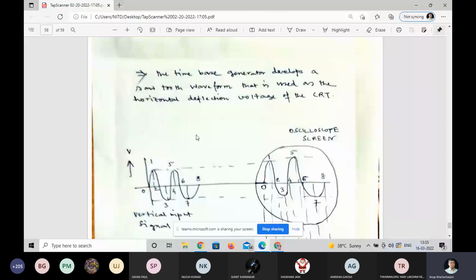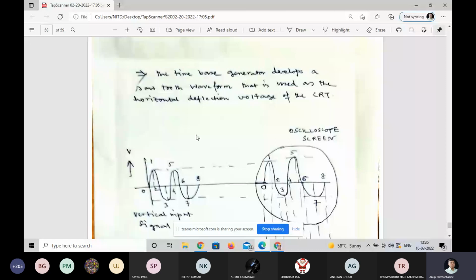These voltages cause the electron beam to be swept across the CRT screen from left to right in time units that are controlled by the time per division control. The simultaneous application, try to understand, of deflection voltages to both sets of plates causes the CRT spot to trace an image on the screen.